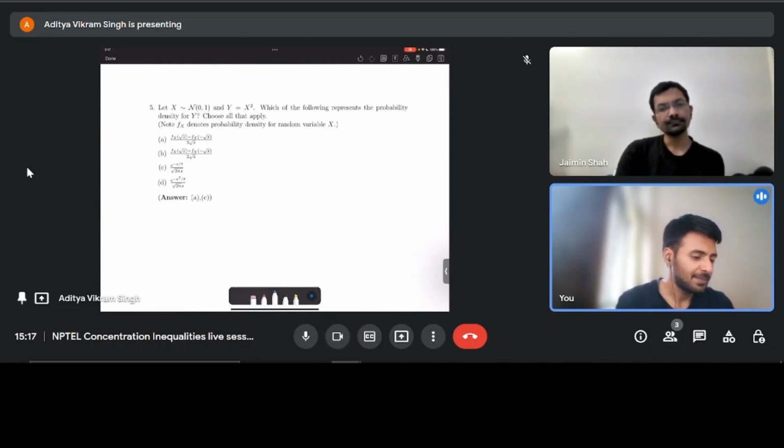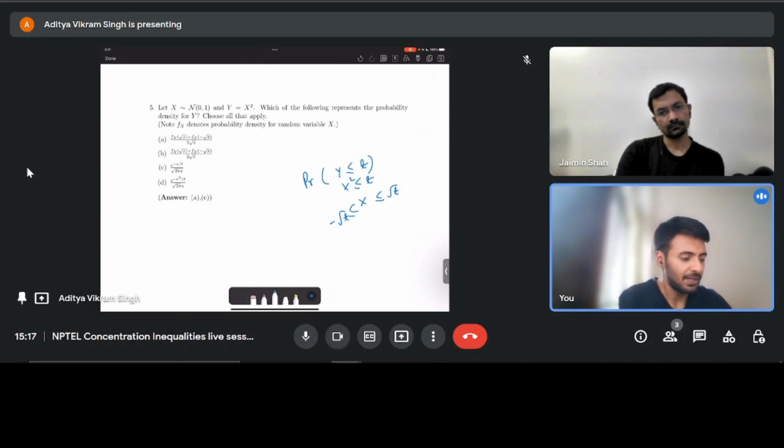Okay. Yeah, this is a basic probability question. So if x is normal, what is x square, right? It's a chi-square distribution with, yeah, whatever. So you start with the probability that y is less than or equal to t, which is the same as x square being less than or equal to t, which means x should be between root t and minus root t, right? And so on. So that way you'll compute a CDF and then differentiate it to get the PDF. And so yeah, this is basically the answer.